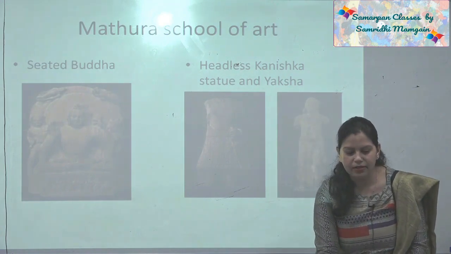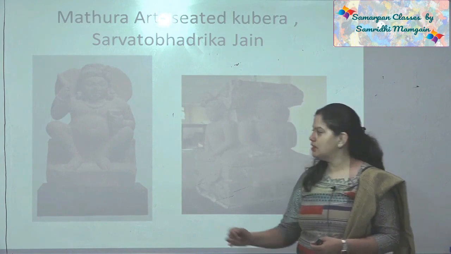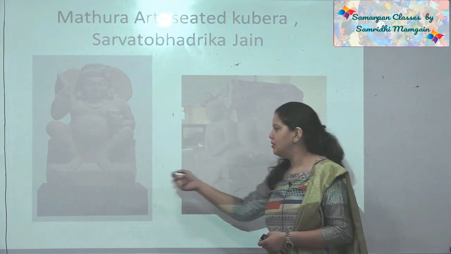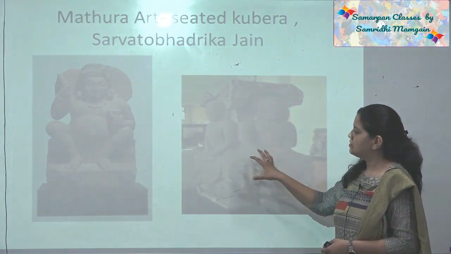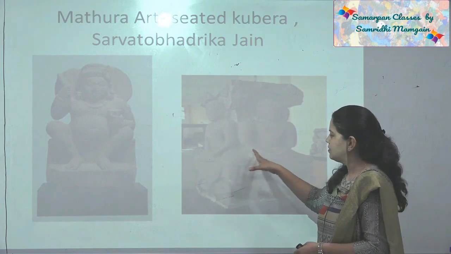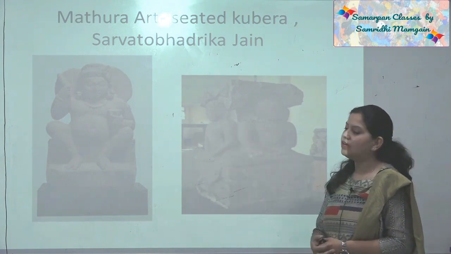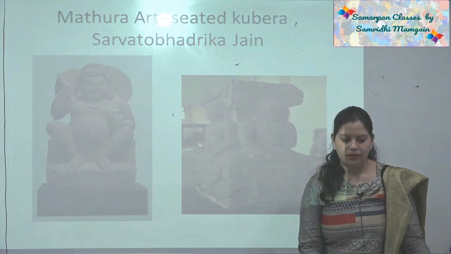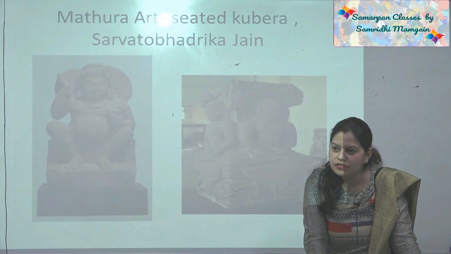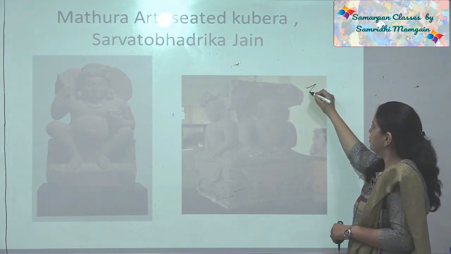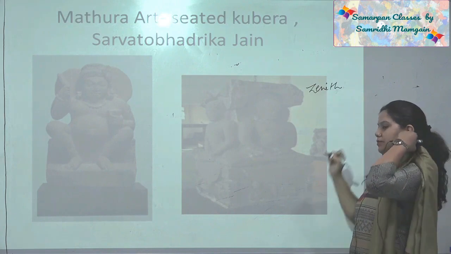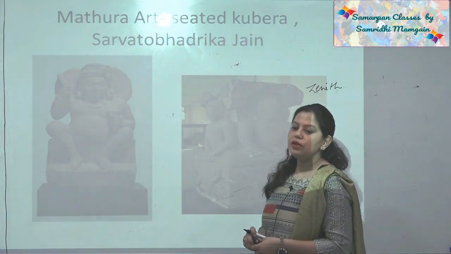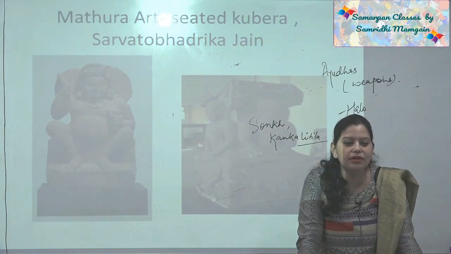Since this school was secular, you can see a statue of Lord Kuber, a Hindu god, and this is the statue of 4 Jains, known as the Sarvato Bhadrika Jain statue. 4 Jains are depicted. So that means this school was secular in nature. It reached its zenith under Kushans, especially Kanishka.